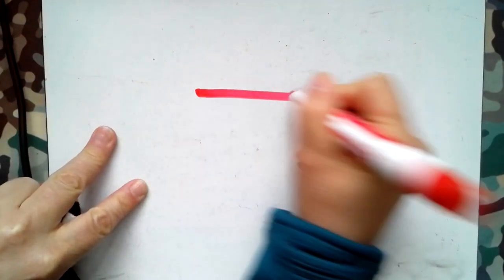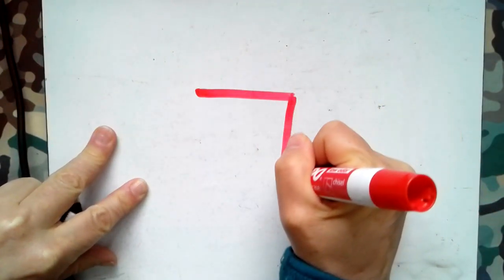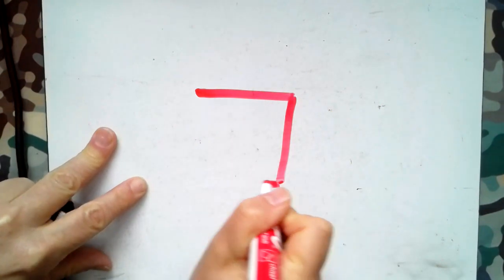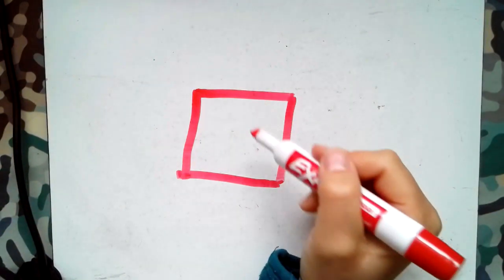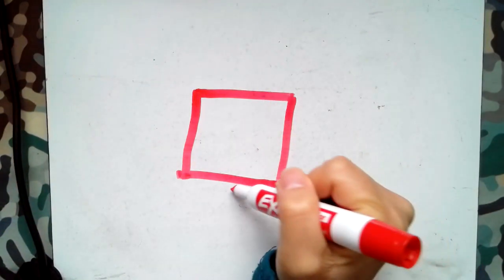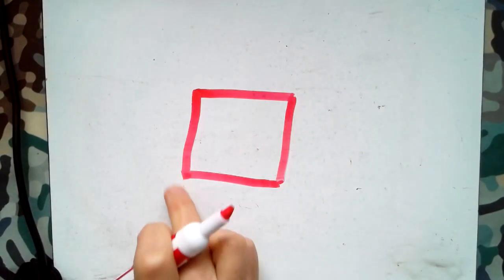So 1, 2, 3, 4. And those four sides have to be the same length for each one. And then, of course, four square corners. Now, like I talk about in my class, I never make a perfect square. I never make a perfect rectangle because I'm just not a machine, but I can get pretty close.